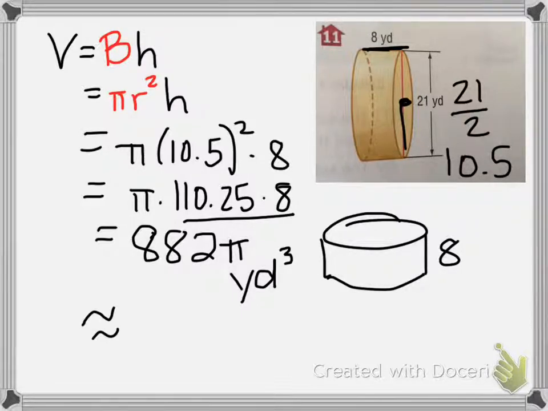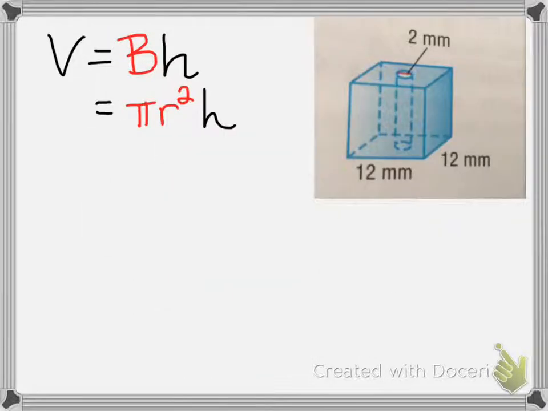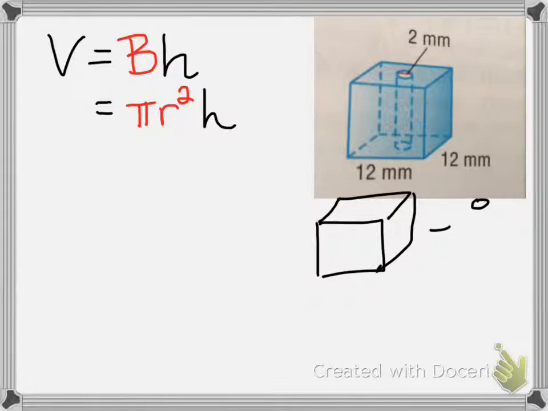But if we use the calculator to approximate and do 882 times pi, this would give us a value of 2,770.9 cubic yards. And again, using the pi button on the calculator, not using 3.14. In the last example, you actually see a cylinder has been hollowed out of the inside, and this is actually just the concept of subtraction. Because we have this cube, and it's almost like hole punching, we're going to subtract that volume out of the inside of it.